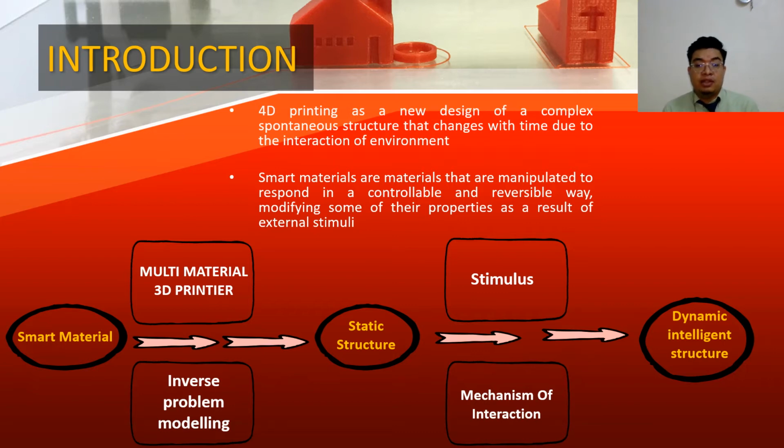As you can see in the diagram below, I would like to explain how 4D printing works. 4D printing starts with smart material that uses the multi-material 3D printer and inverse problem modeling. Then it produces a static structure by the stimulus that reacts with the smart material and also the mechanism of interaction that has mathematical modeling. Then the dynamic intelligent structure is produced. This is called 4D printing.